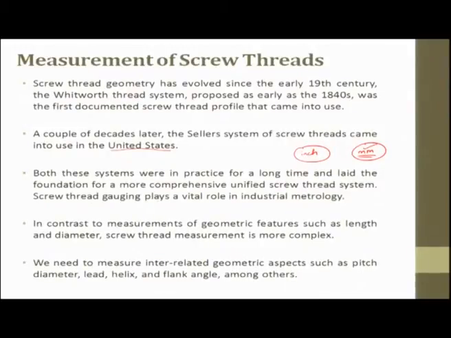So, screw thread gauging plays a vital role in industrial metrology. In contrast, to measure geometric features such as length and diameter, screw thread measurement is more complex. If you take, as such, this is a shaft. If you want to measure the dimension of this shaft, we talk in terms of length and then in terms of diameter. But when you have a screw thread on top of it, the complexity increases. That is what we are trying to say.